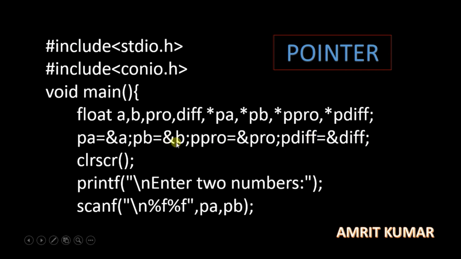After this assignment, I am using the clrscr function, which helps you clear the screen, and then I am using the printf function, which prints on the monitor: enter 2 numbers. The user gives 2 numbers, and those are going to be stored through these pointers. Whatever numbers the user gives, because we have used the scanf function, are going to be assigned to pa and pb, and I am going to use them for the calculation here.